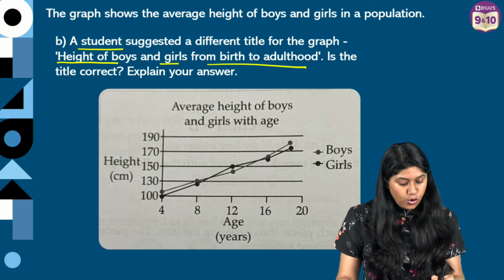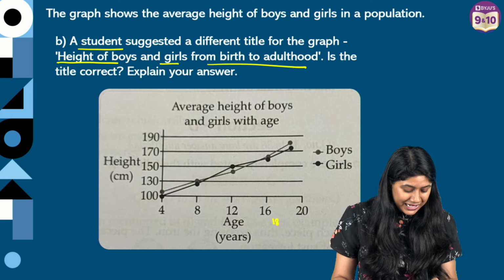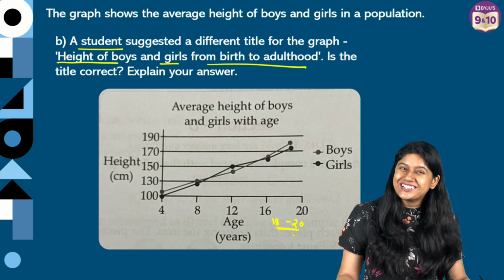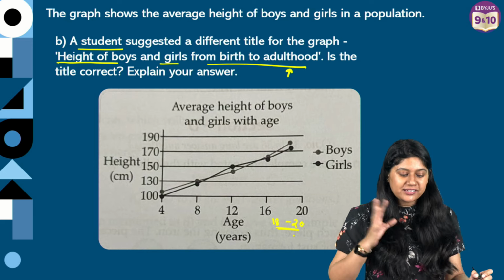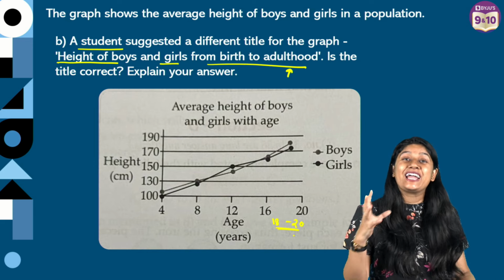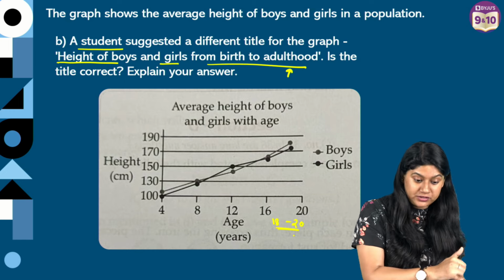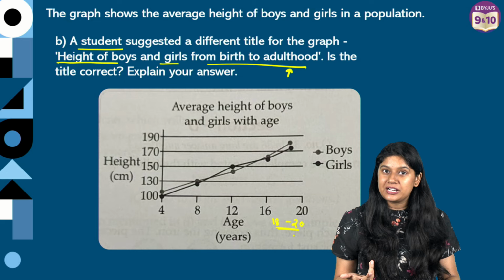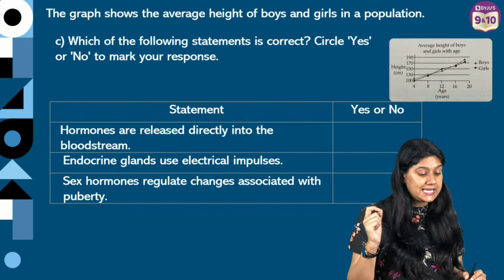Because at the age of 18 to 20 years, the adolescents actually become adults. So yes, we can say that it's a graph representing the height of a girl and a boy from birth, like from 4 years, to adulthood. So this is absolutely correct. Moving to the question number 3 C part over here.